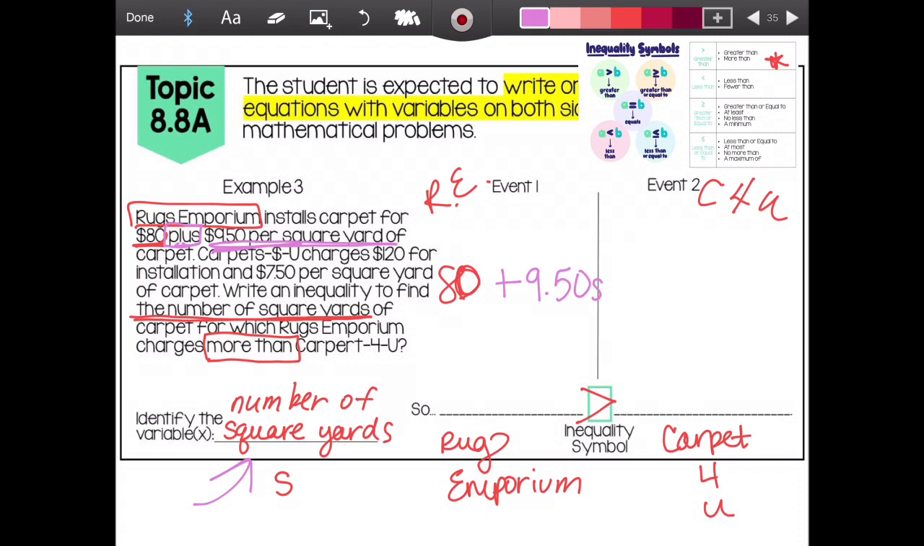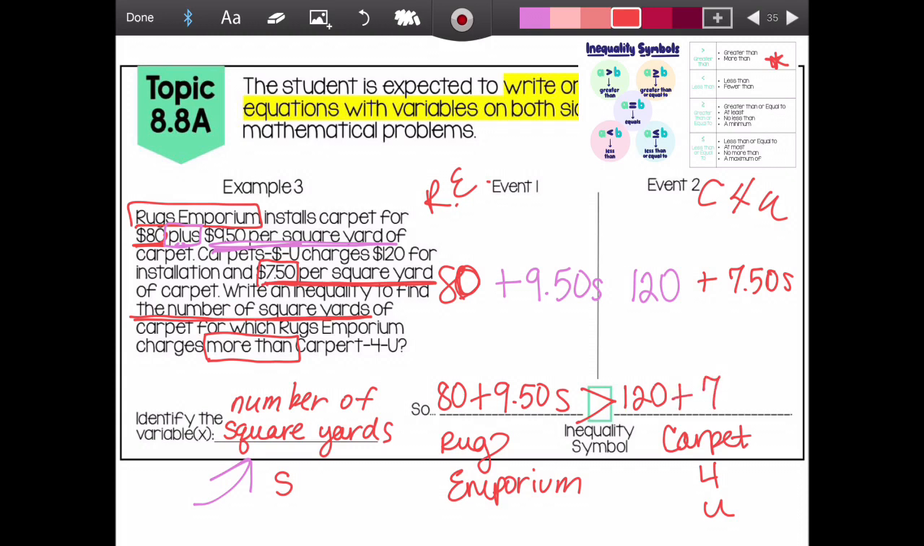Moving to Carpets for You, charges $120. So we know they're going to charge $120, and, which is the same thing as addition, $7.50 per square yard. Well, we know the coefficient is $7.50. Do we know the number of yards? No. So that's our S, which is our variable. So then we just bring this down into our statement. So 80 plus 9.50S is more than, or greater than, 120 plus 7.50S.